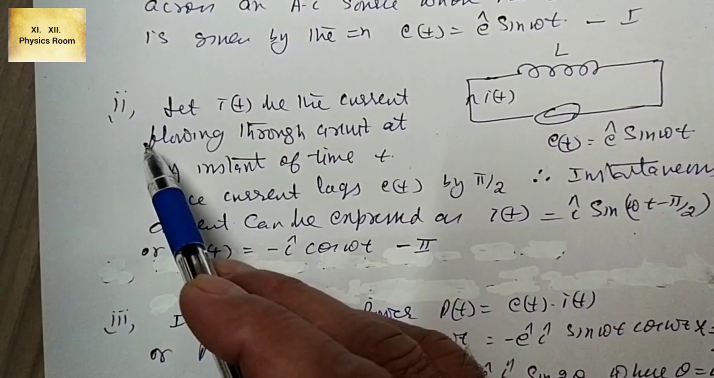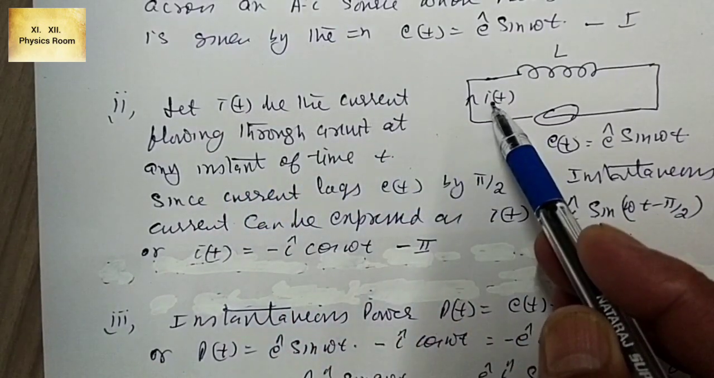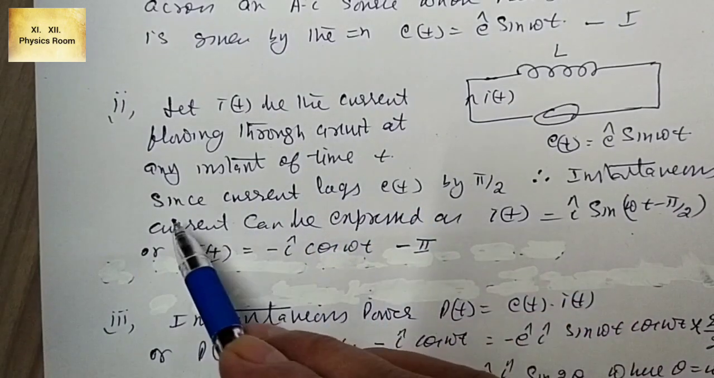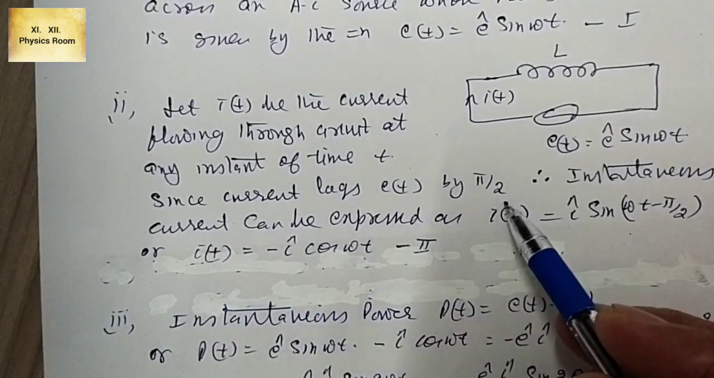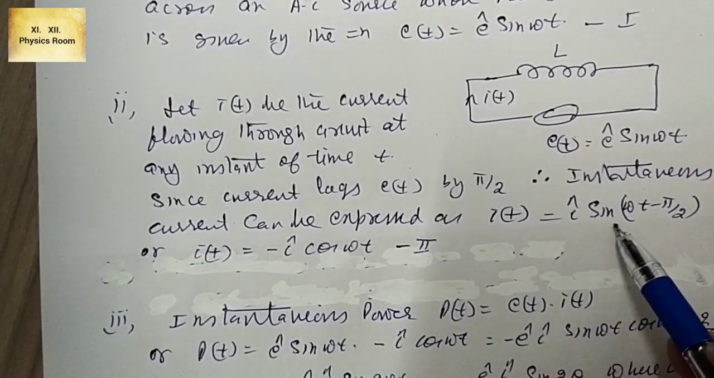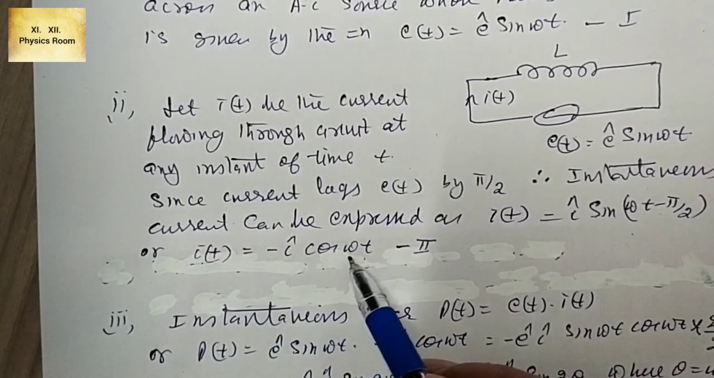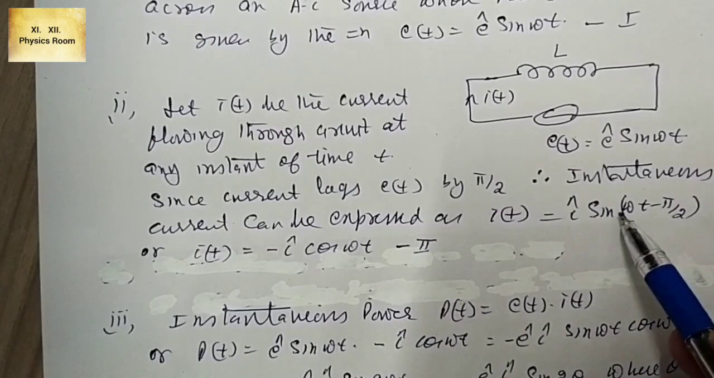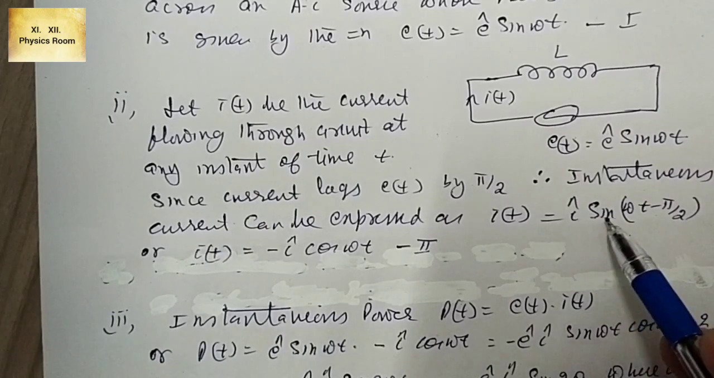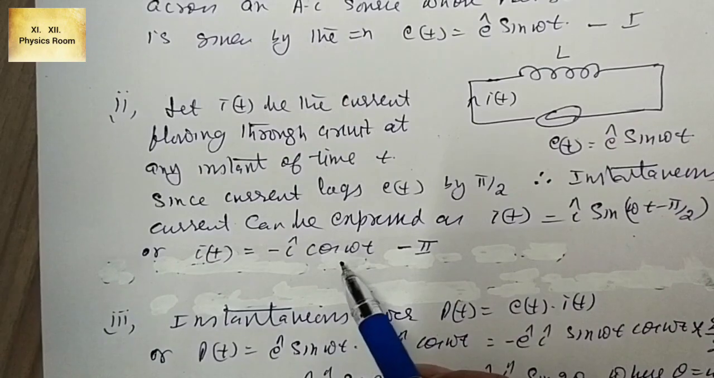Second step, instantaneous current. We have to find out. Let It be the current flowing through the circuit at any instant of time t. Since current lags Et by pi by 2, therefore the instantaneous current can be expressed as It is equal to Imax sin omega t minus pi by 2, or It is equal to minus Imax cos omega t. If we switch over this, we take minus outside, so sin minus theta is minus sin theta, minus will come outside, and sin 90 minus omega t will become cos omega t.